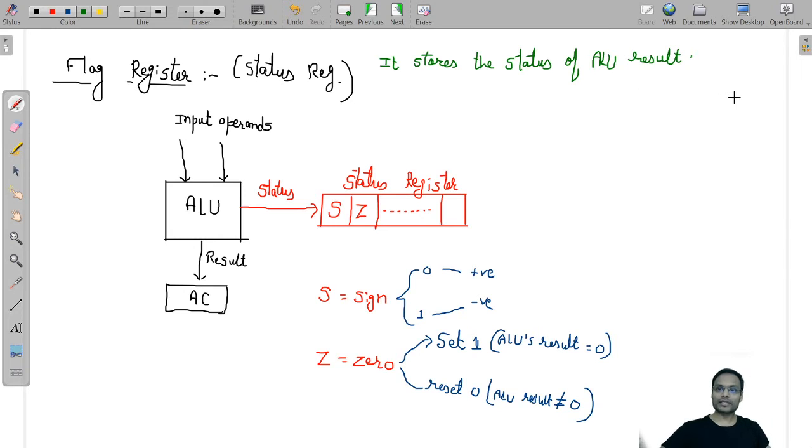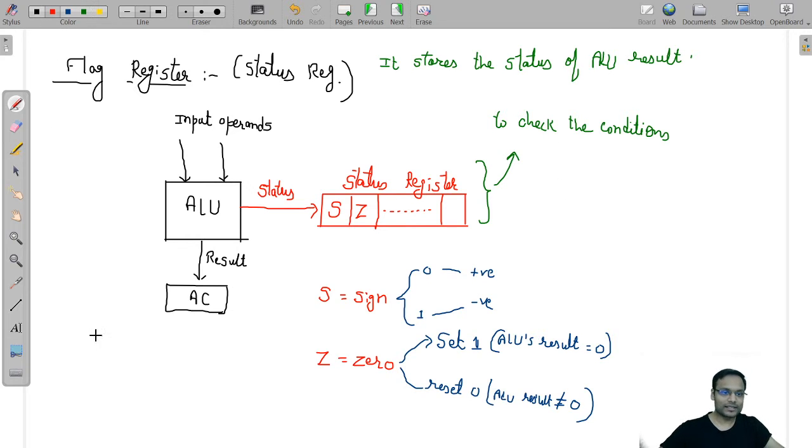So it stores the status of the ALU result. And why is this status stored? To check the conditions. Okay, so how do we check a condition?